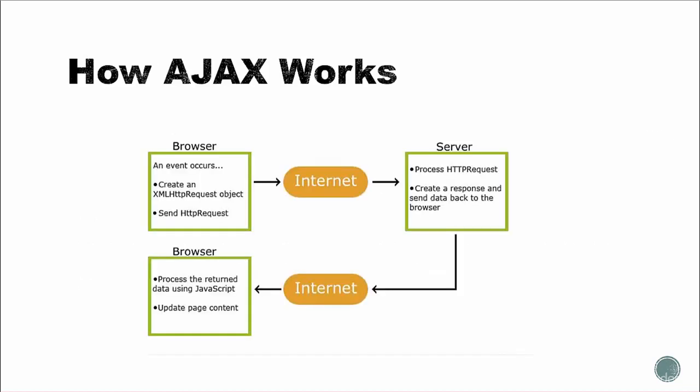So let's take a quick look at how AJAX works. It starts out with some kind of event, whether it's a page load, a button click, a form submit, whatever it may be. And a special object called an XMLHttpRequest Object is created. And that's basically the foundation of AJAX. And that'll send an HTTP request behind the scenes to the server. The server will then process it, it'll create a response, and then send it back to the browser. And then the browser will update the page accordingly.